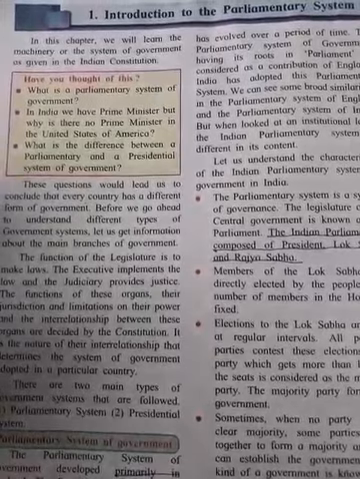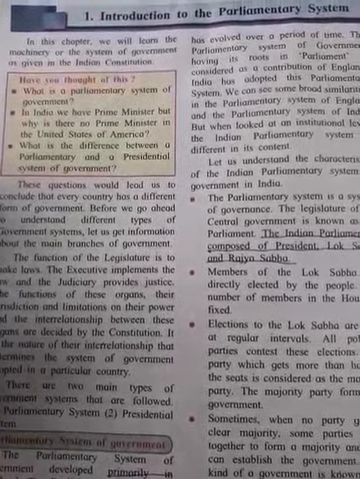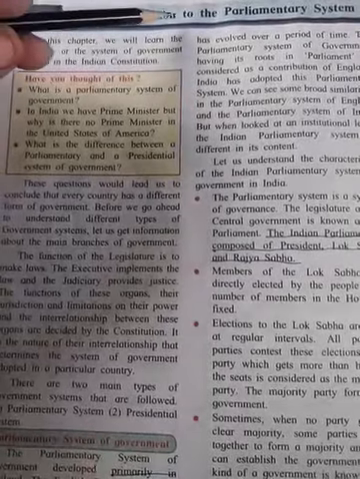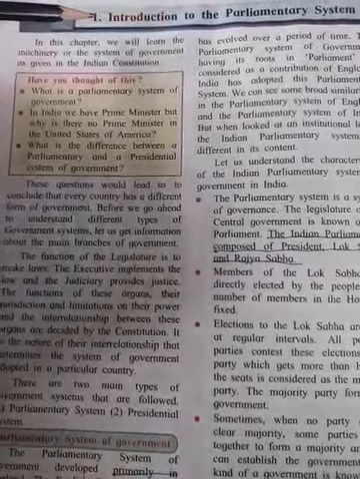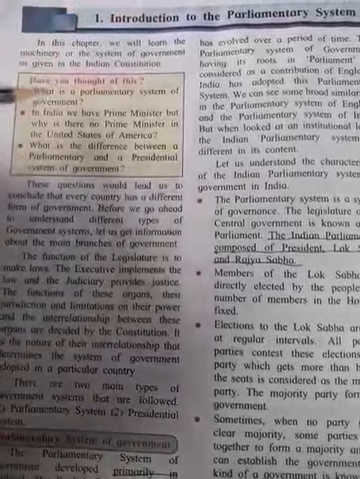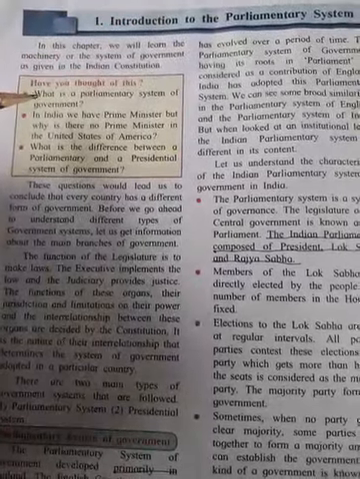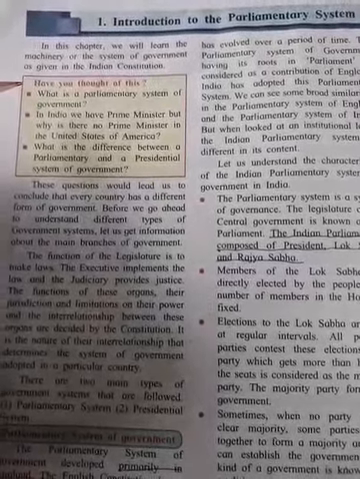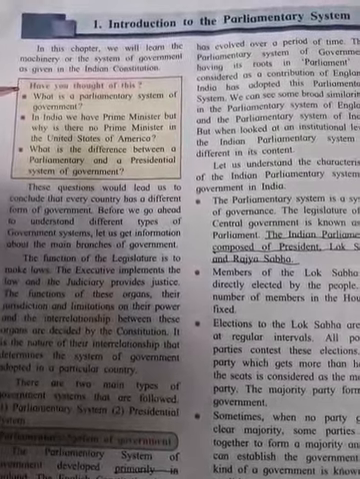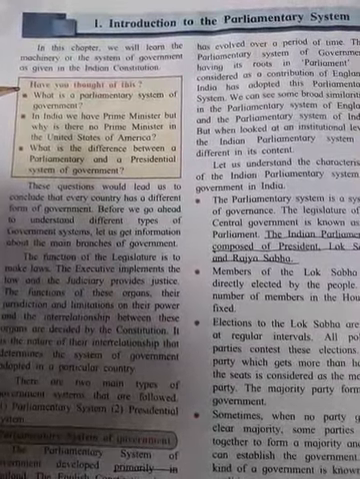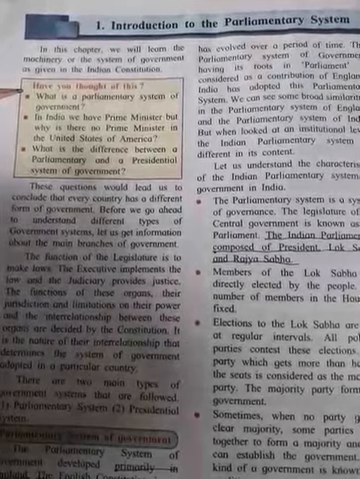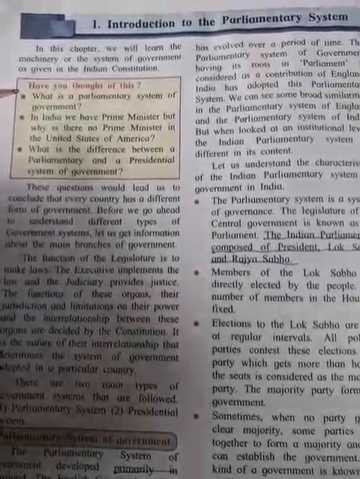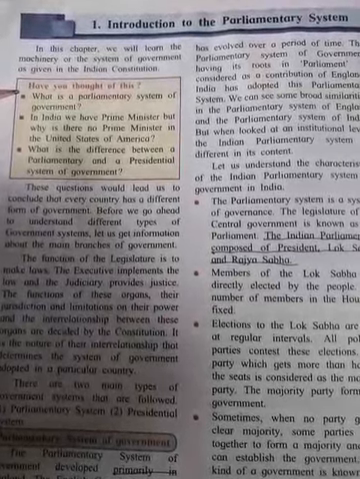Today we are on page number 68 and we are going to start the first lesson of Civics, Introduction to the Parliamentary System. This is the first lesson. In class 7th we learned about the Constitution, about the fundamental rights and about the features of the Constitution. Now in this class we will learn about the parliamentary system and the different types of the parliamentary system.